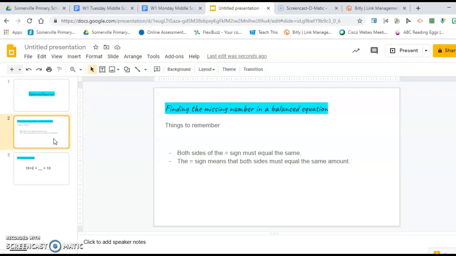Okay, so we're looking at finding the missing number in a balanced equation. So there's a couple of things you have to remember. The first thing to remember is that both sides of the equal sign must equal the same.